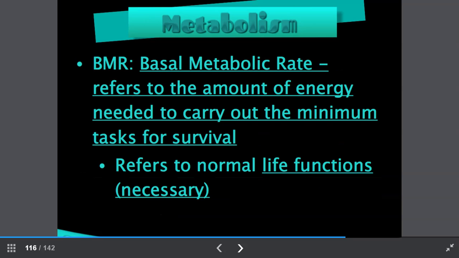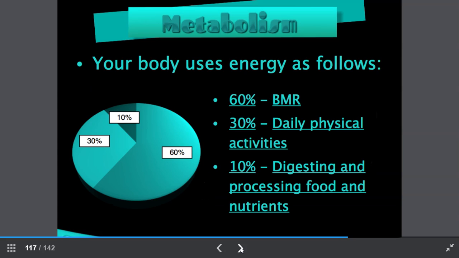BMR stands for your basal metabolic rate. This refers to the amount of energy needed to carry out the minimum tasks for survival. It also refers to normal life functions that are necessary for survival. Your body uses energy as follows. 60% goes to our BMR, 30% daily physical activities, and then 10% to digesting and processing food and nutrients.